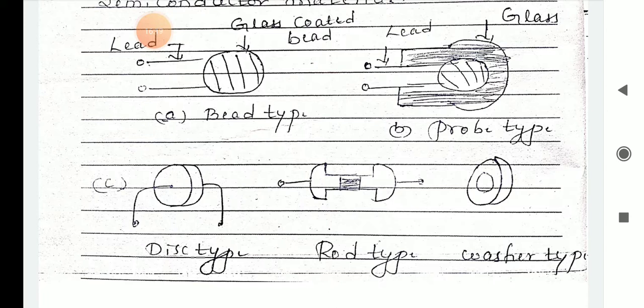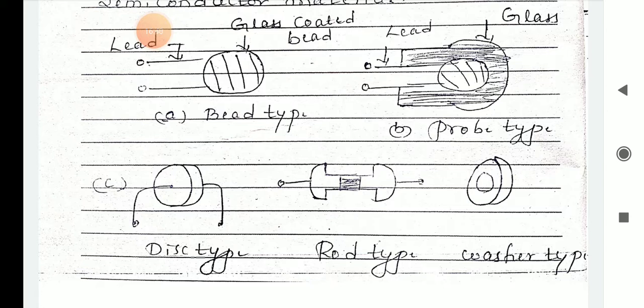First one, the bead type thermistor, is the smallest in size, with a diameter of 0.015 mm to 1.25 mm. Bead type is sealed in the tips of solid glass rods to form the probe type thermistor. As shown in the figure, the glass probe has a diameter of about 2.5 mm and the length may be from 6 mm to 50 mm.